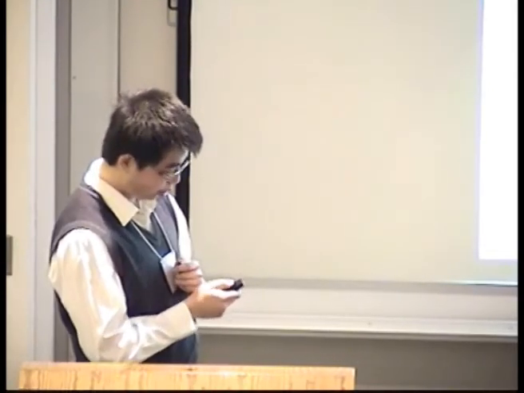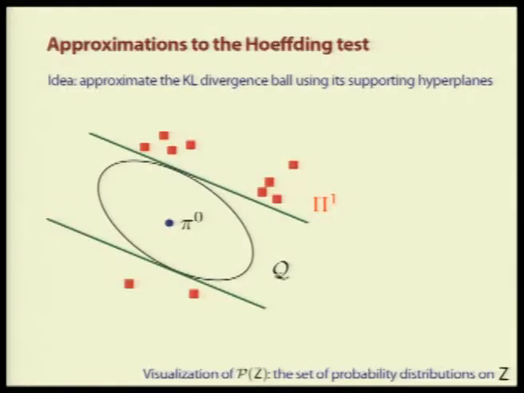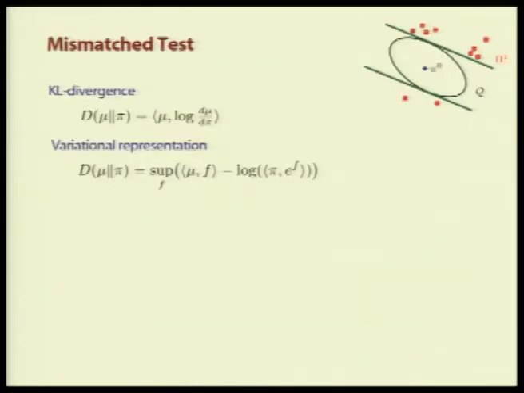So I'll just show you a picture of this Hoeffding test, okay? Our idea is to approximate the divergence ball using these separating hyperplanes. In the simple case, you approximate the ball using just two hyperplanes, which are parallel to each other. That's one approximation you can do. Or you can use more hyperplanes. And this gives you the mismatch test.